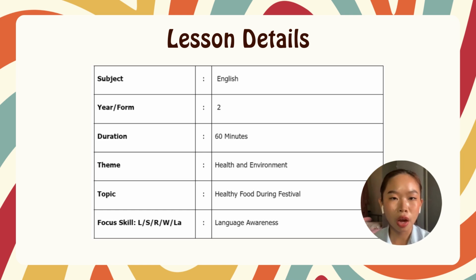Matrix number BP21110169. Today I will be presenting the lesson plan designed for Form 2 students' English class, and the duration is 60 minutes. The lesson will be based on the theme Health and Environment with the topic Healthy Food During Festival. Finally, this lesson plan will be focusing on language awareness.